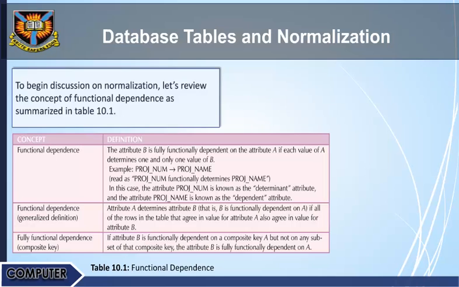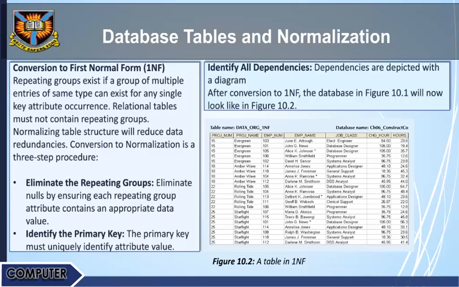Concept: fully functional dependence composite key. Definition: if attribute B is functionally dependent on a composite key A but not on any subset of that composite key, the attribute B is fully functionally dependent on A. Conversion to first normal form, 1NF.